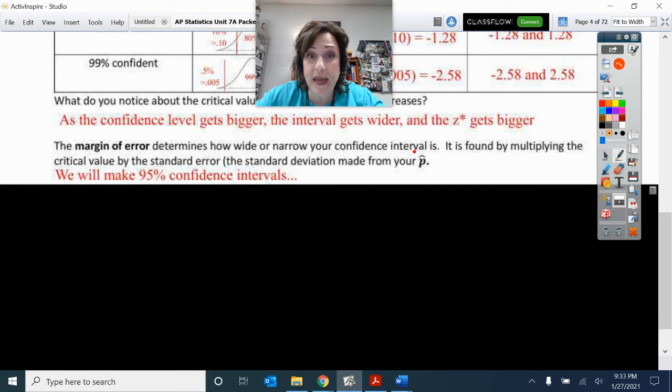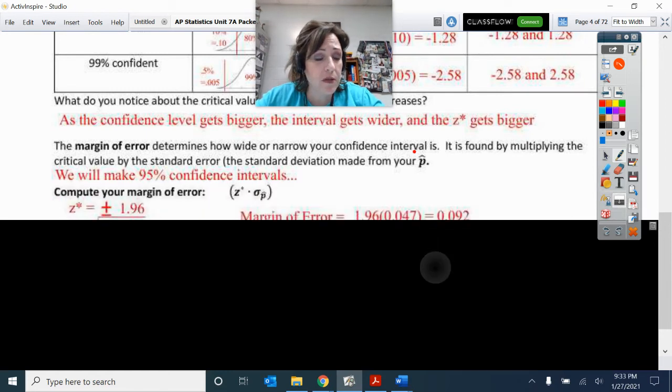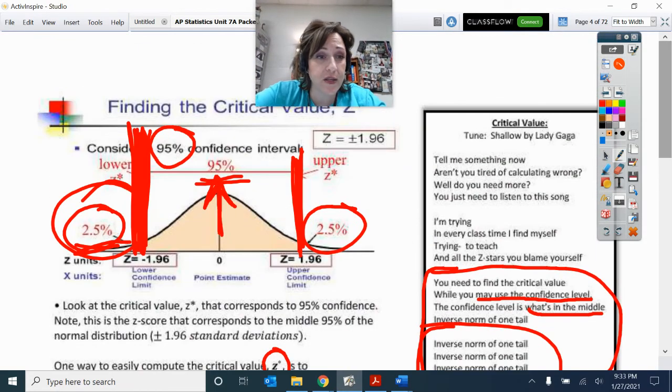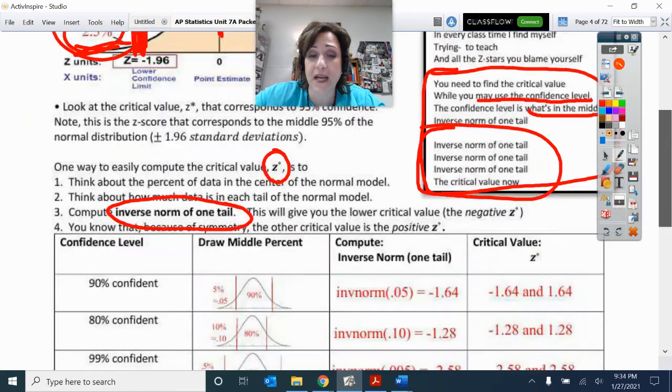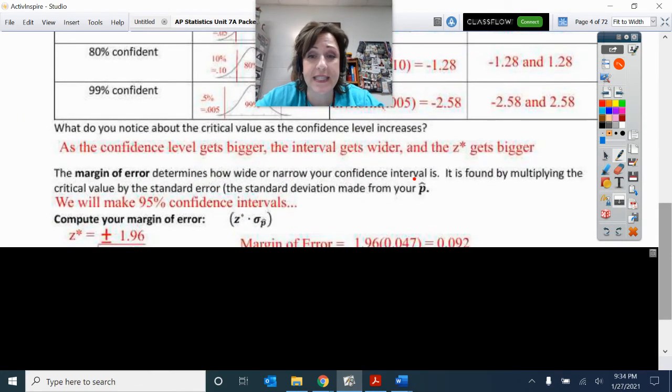So let's make 95% confidence intervals with our number, our hugs, okay, that fell on their base, 0.32. Here we go. What is our critical value? Our critical value was inverse norm of one tail. That was 95% in the middle, inverse norm one tail, positive and negative 1.96.